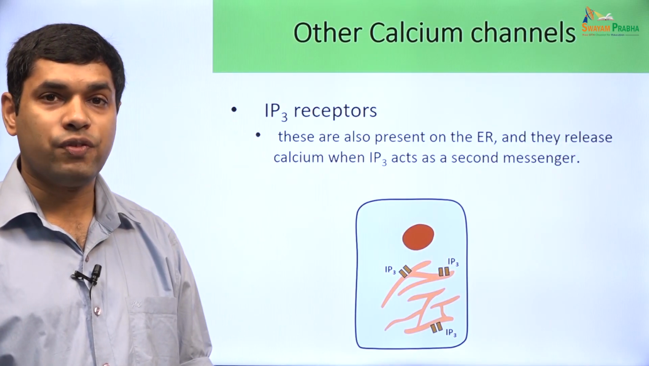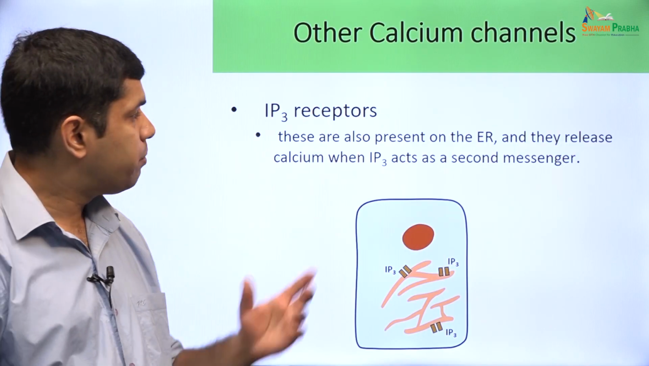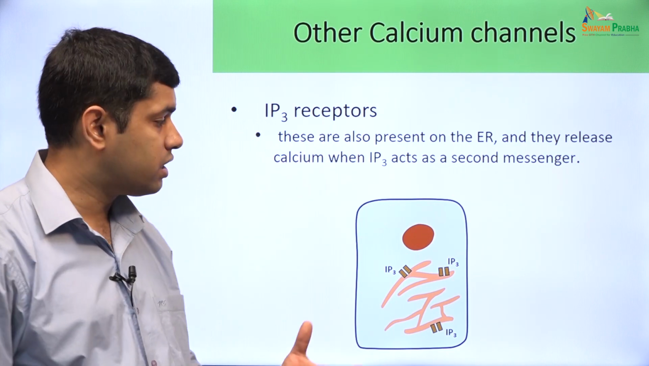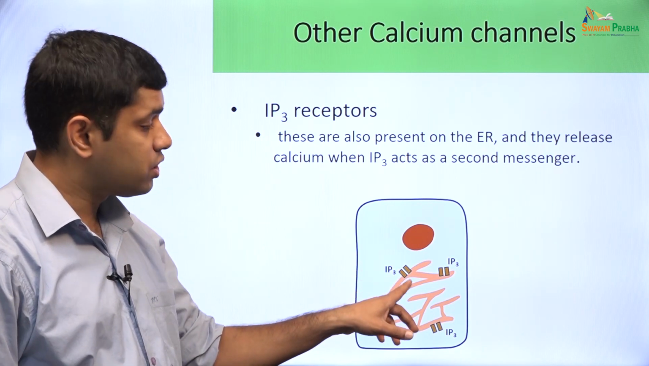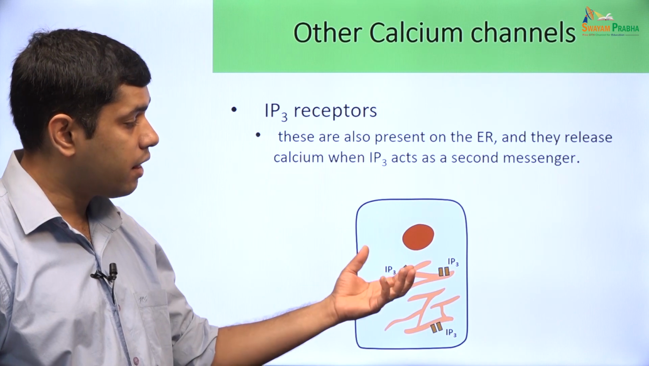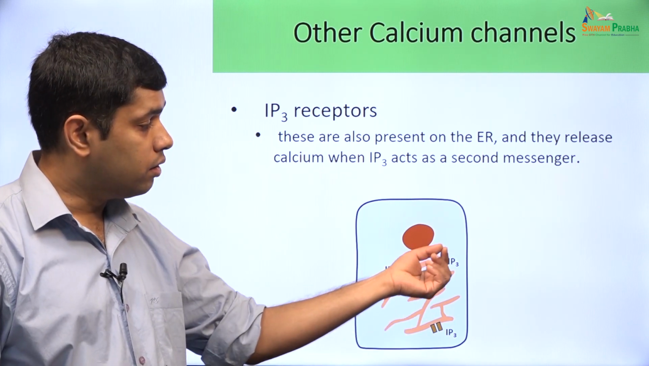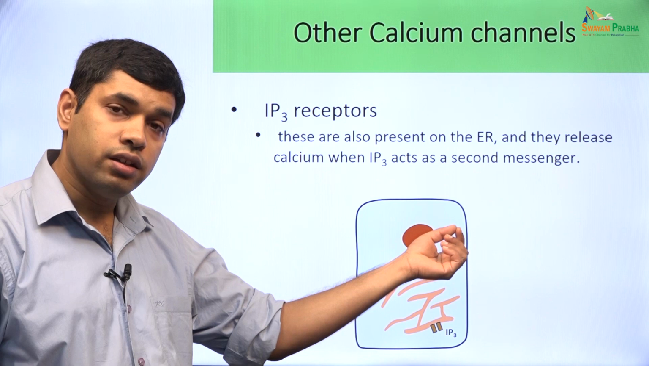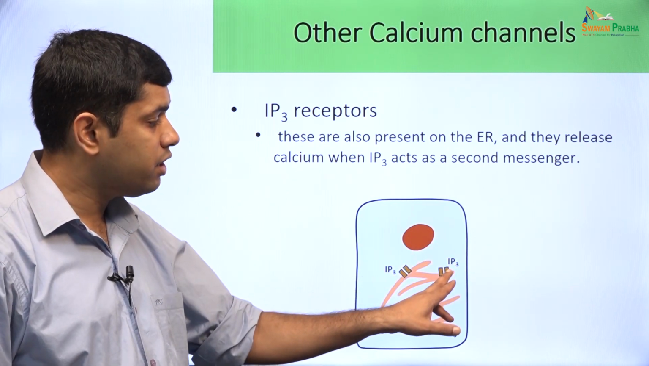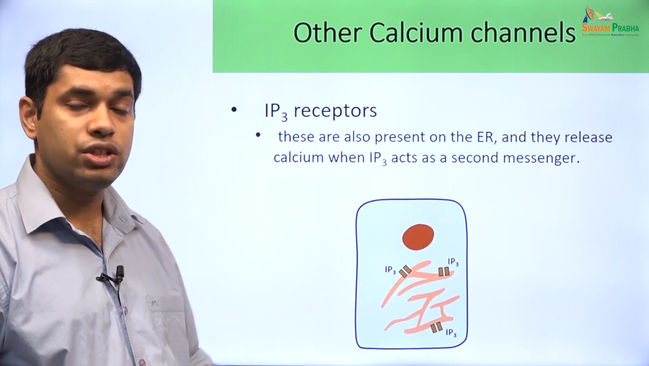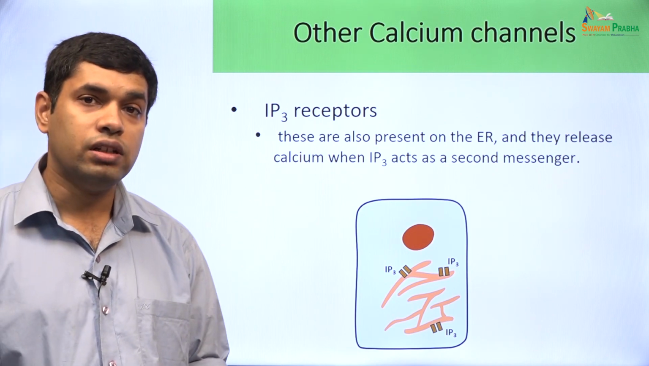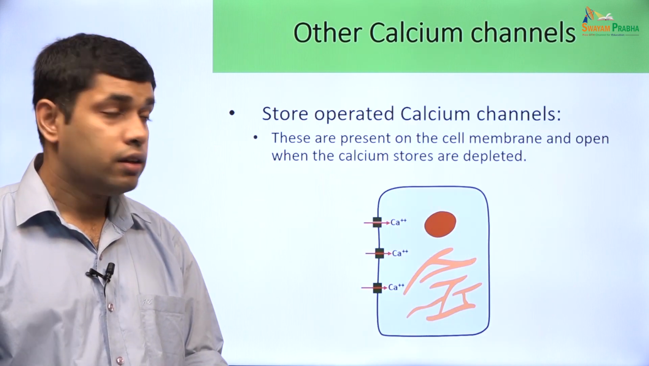We will now look at some of the other calcium channels, and we'll begin with the IP3 receptors. Now, this is important for non-excitable cells, where these are also present on the sarcoplasmic reticulum, and these permit calcium exit when the second messenger IP3 binds to this receptor. So IP3 binding to the IP3 receptor causes a calcium release. Now this is important for maintaining the calcium level in the intracellular fluid.